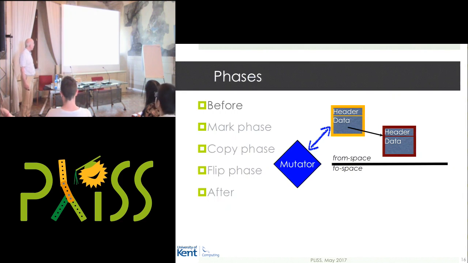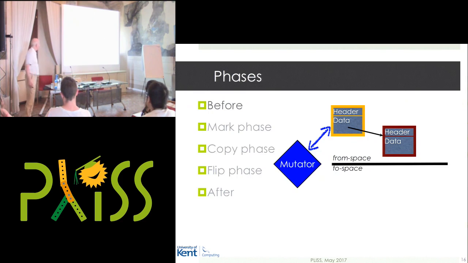So here's how Sapphire works. Sapphire operates in a number of phases. As I said, it's a replicating collector. Essentially, it's a copying collector. It's got this notion of from space and to space. Initially, the mutators are running along quite happily, reading and writing data that's sitting in from space. Objects in from space have a header. So that's how we work normally.